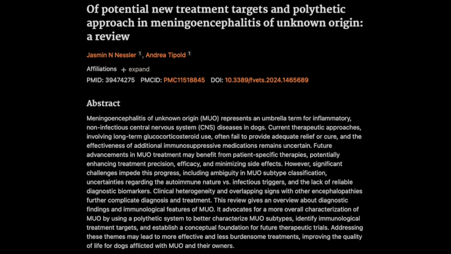BBB. Right. And this potential shift towards a personalized polythetic approach to treatment could be a game changer. Yeah, I agree. For these patients. Absolutely. So it's really reassuring to know that research is advancing and that we're offering new hope for these dogs and cats that are affected by this really challenging disease.